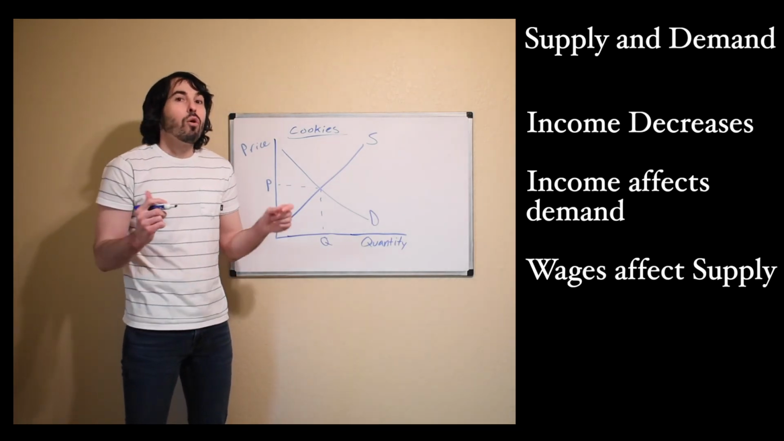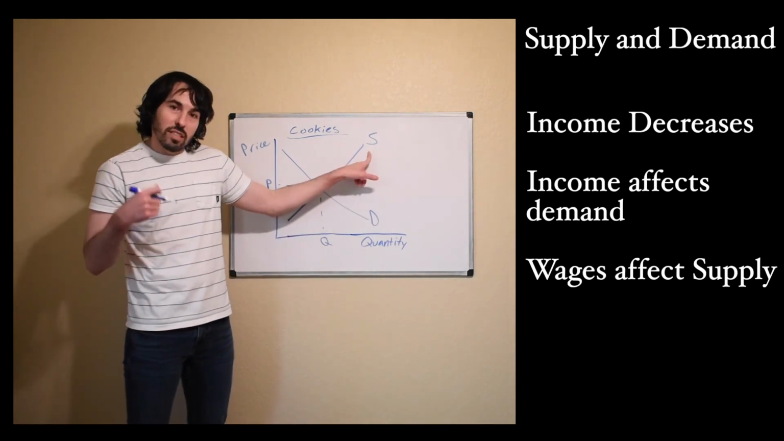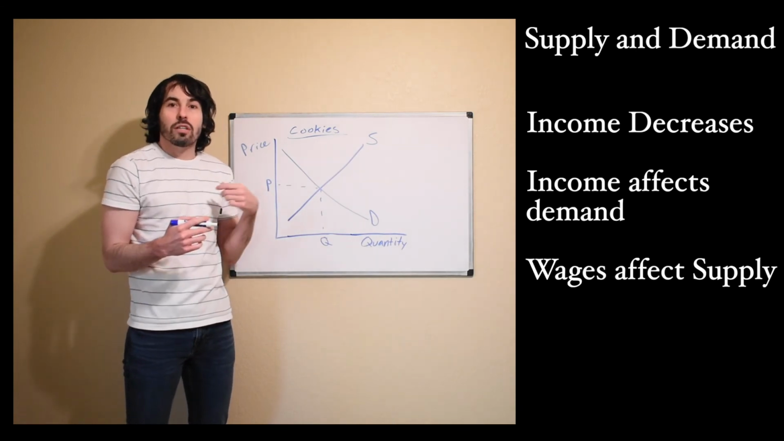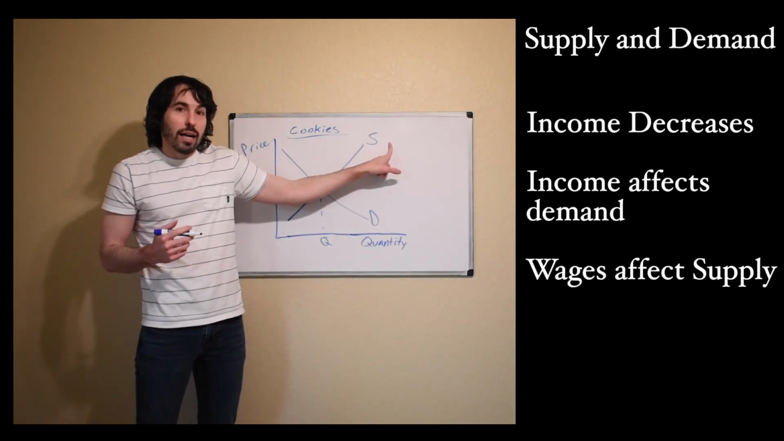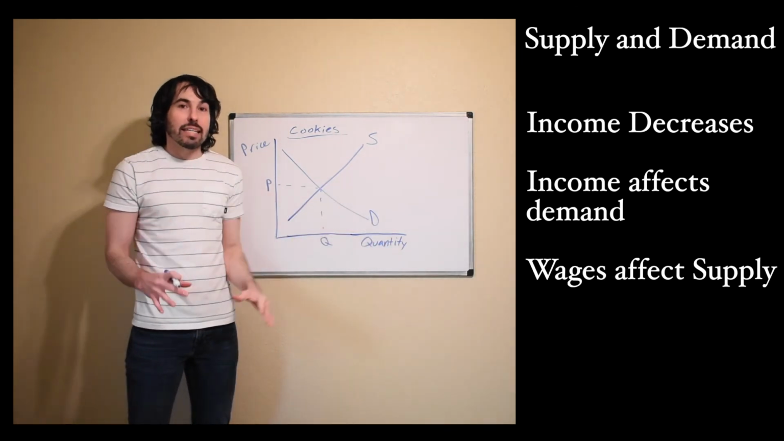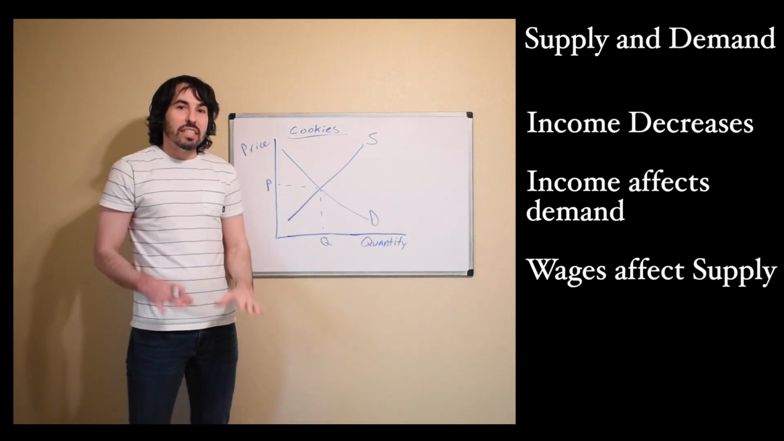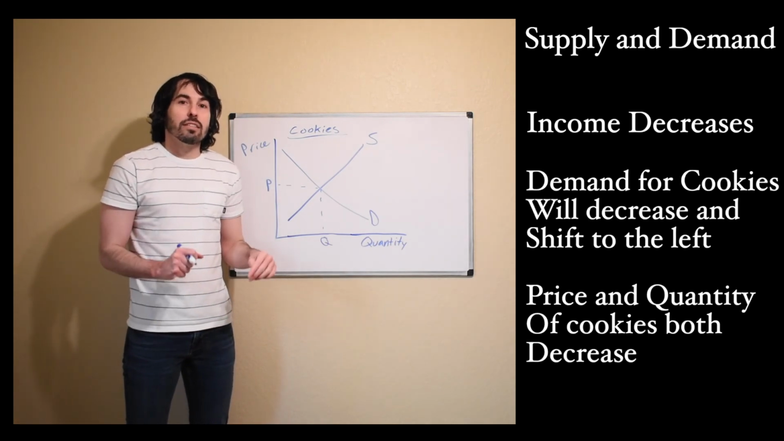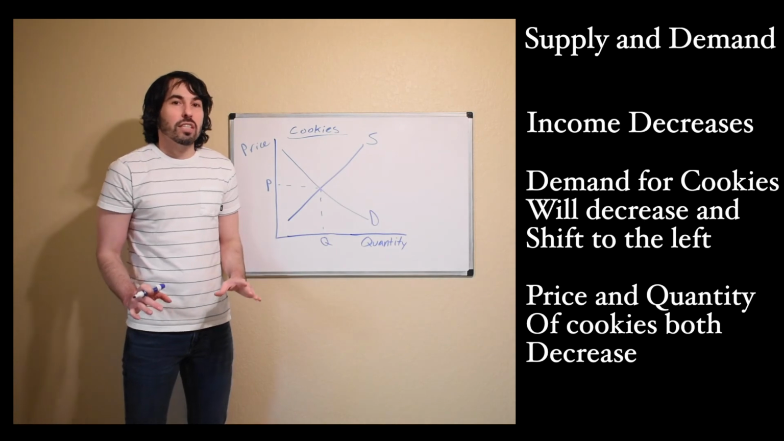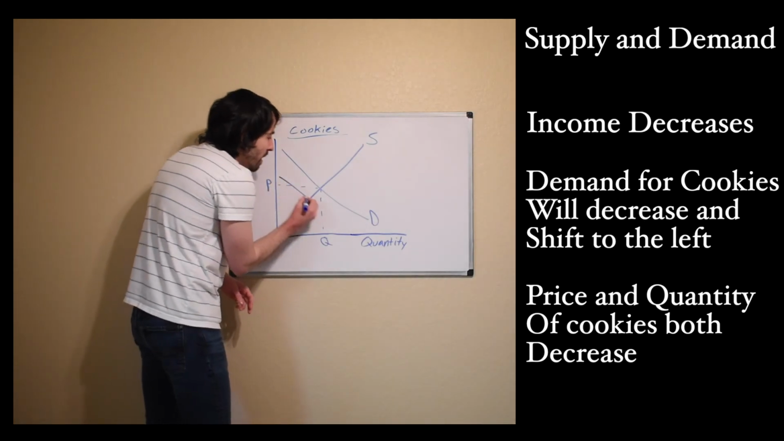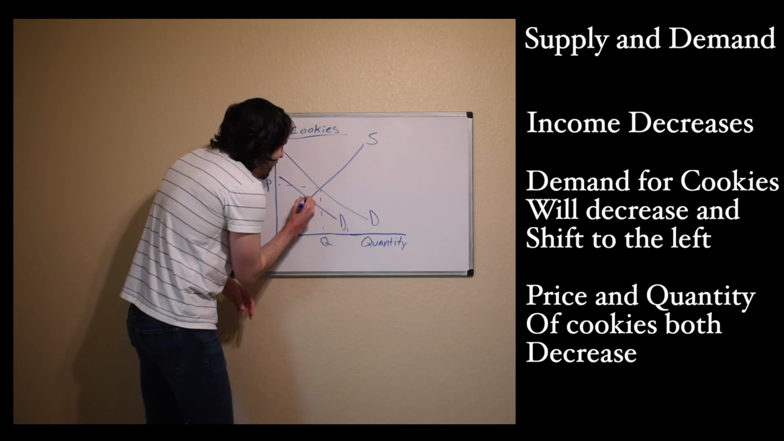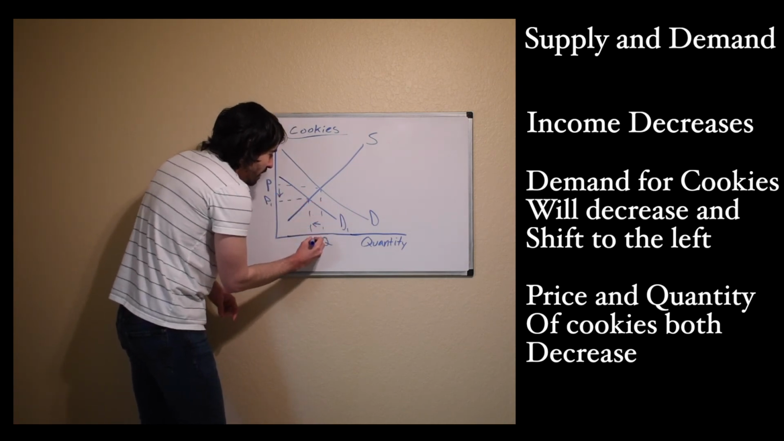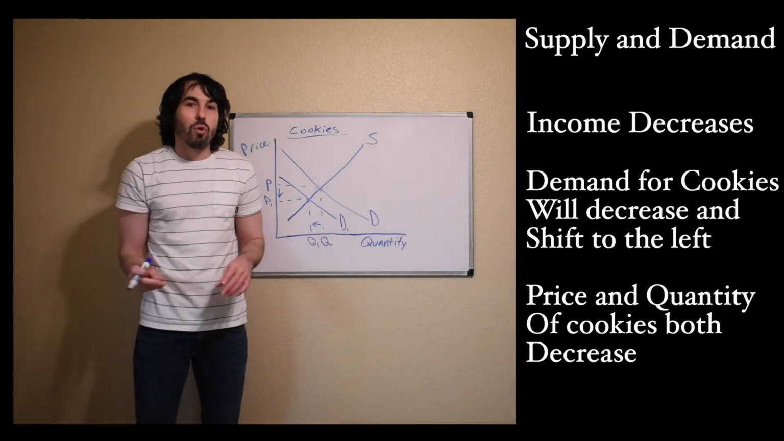Wages, however, are what the business or the company, whoever you work for, has to pay you in order to get you to do work. Wages are going to be affecting supply. Demand is going to be affected by income. So if income were to decrease, and cookies are a normal good, which I'd say they are, people are going to be purchasing fewer cookies. The demand for cookies is going to shift to the left, and now we're going to have a lower price for cookies and a lower quantity of cookies being bought and sold.